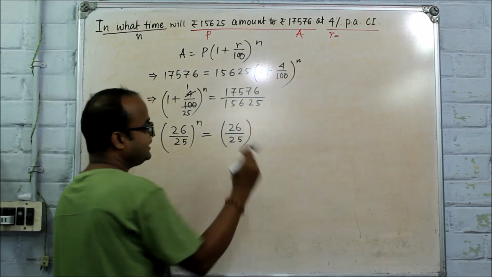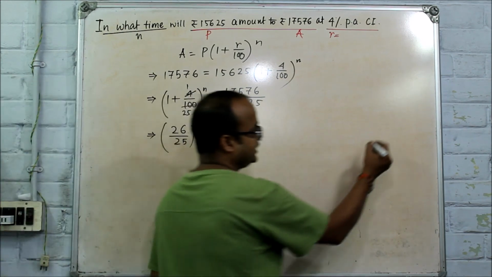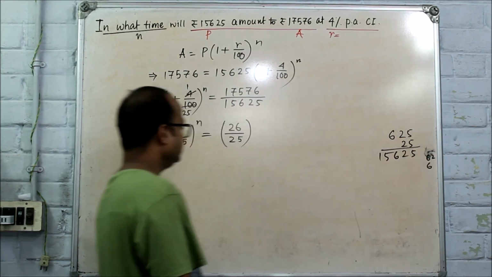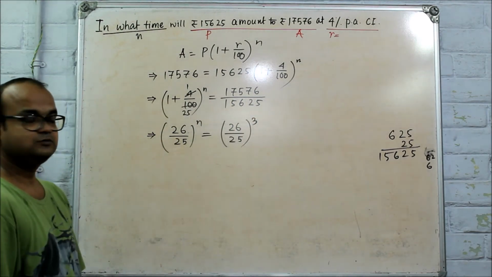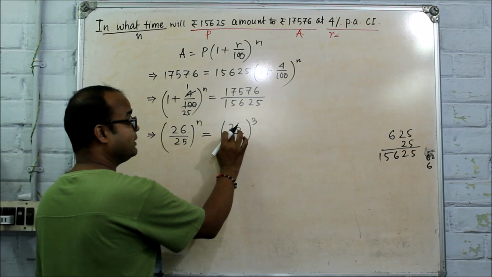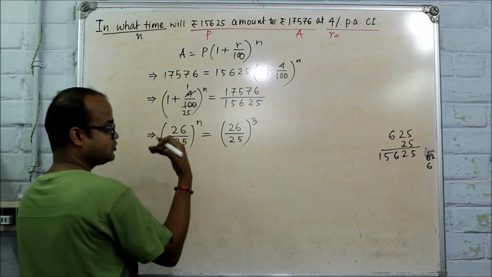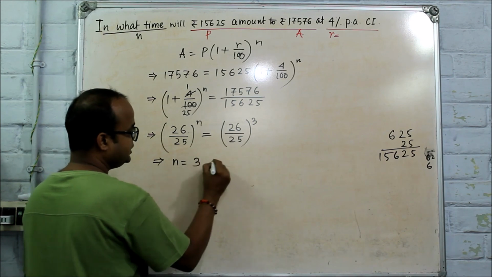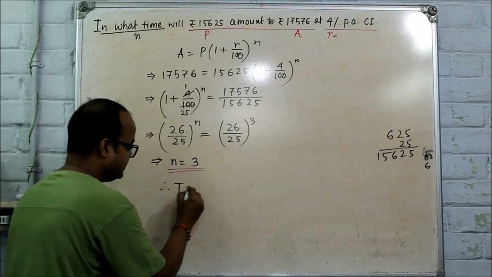So 25 into 25, 625, 625 into 25. So you can see this is a cube of 25. So I am not interested to find out whether it is cube of 26 or not. It should be. So now using the concept of exponent, base is same, so power will be same. So n is equal to 3. So time is equal to 3 years. Therefore time is equal to 3 years.